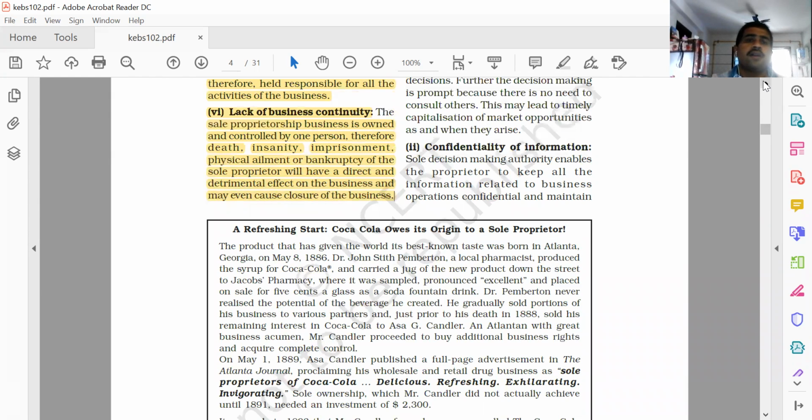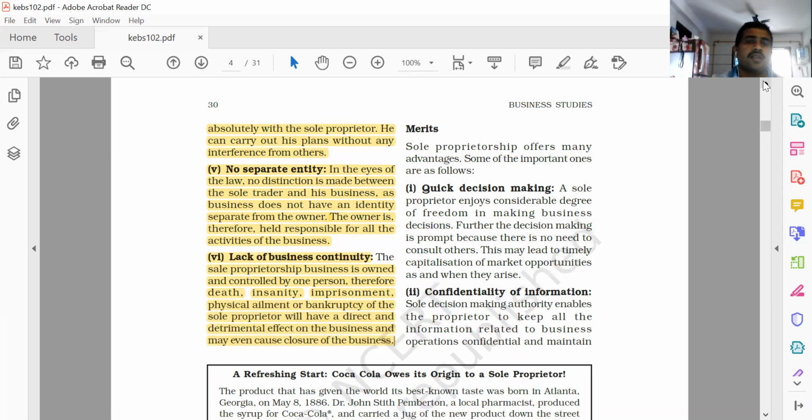So friends, we have learned the characteristics. I think it's very clear, the 6 points. The first is the formation and the closure of a business. Number 2 is the liability. Third is the risk bearing capacity and profit recipient, control, no separate identity and lack of business continuity. Then comes merits. क्या क्या फायदे होते हैं?